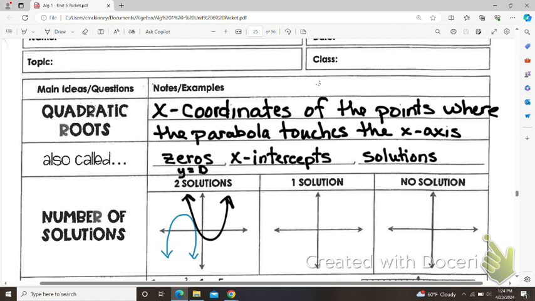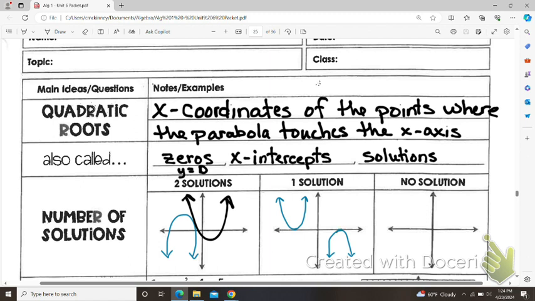There could be just one solution. With one solution, what that means is that the vertex is on the x-axis. So that one little point is the only place where it touches. It could be touching and going up. It could also be touching but going down, and the maximum of that would be our one solution. So it is intended to actually be touching there.